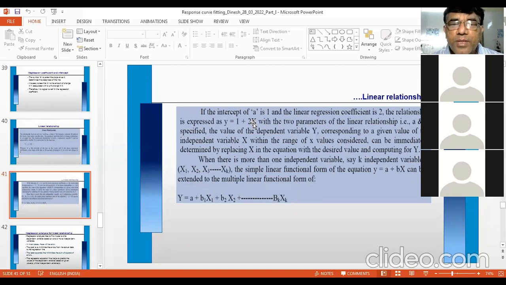When there is more than one independent variable, say k independent variables, the simple linear functional form of the equation can be extended to the multiple linear function. So sometimes you can have many independent variables that can affect one dependent variable. Then you can have b1x1, b2x2, b3x3, up to bkxk. This is multiple regression.